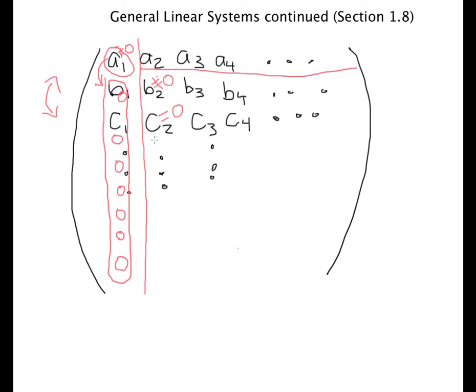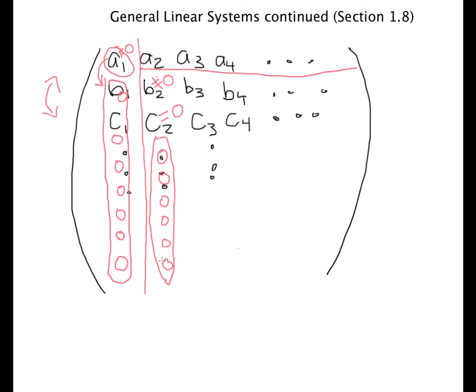And now whatever the rest of the entries are in this column, you can make them equal to 0 using B2. So you've handled the second column. And you just continue in this way. Now, how can you get a column?